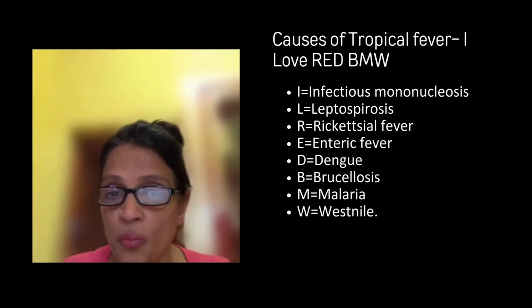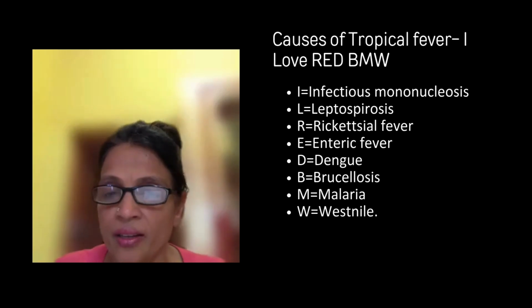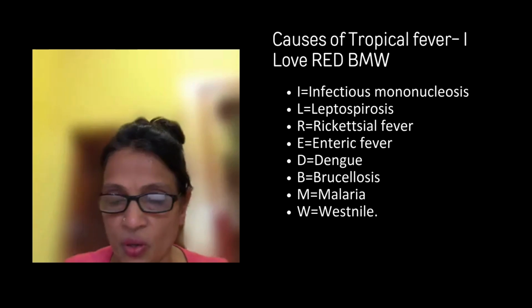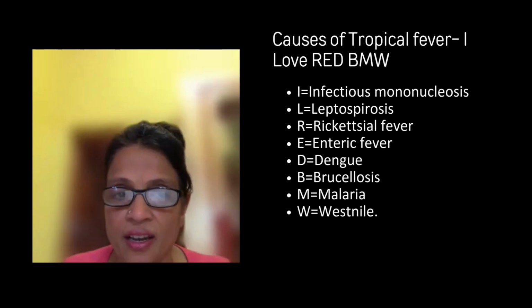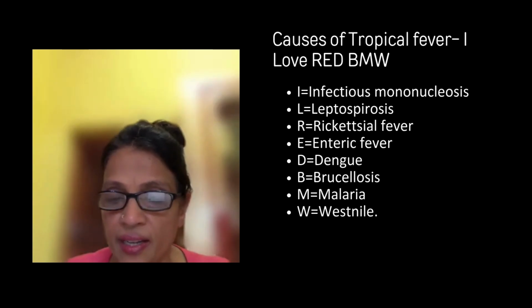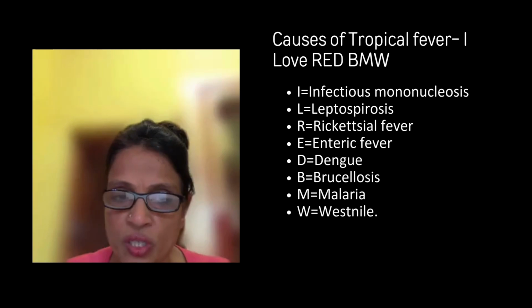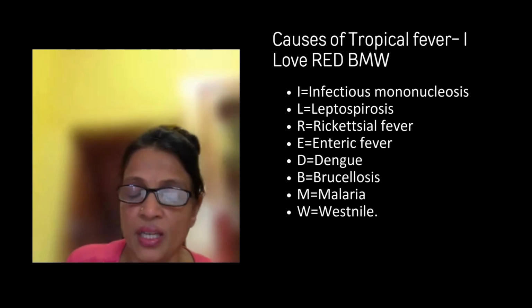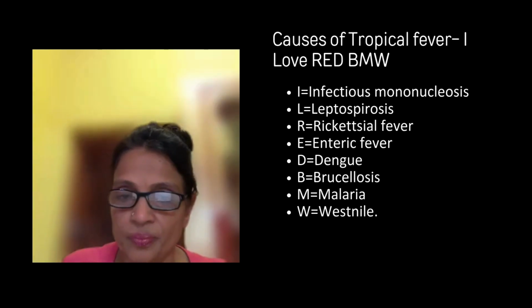The causes of tropical fever can be explained with a mnemonic. I love red BMW. I is infectious mononucleosis. L is leptospirosis. R is rickettsial fever, E enteric fever, D dengue, B brucellosis, M malaria, and W is West Nile. These are the commonest causes of acute undifferentiated fever in the tropical region.